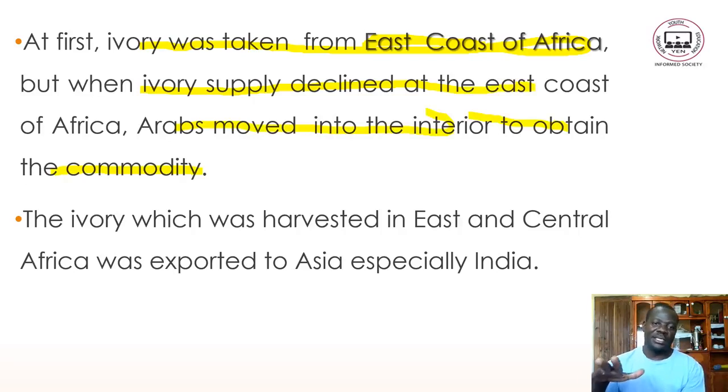So it happened that after some time, when they had killed a lot of elephants in East Africa and they were now scarce, ivory declined. That's when the Arabs started to venture inside and look for ivory. The ivory which was harvested in East and Central Africa was exported to Asia, especially India.